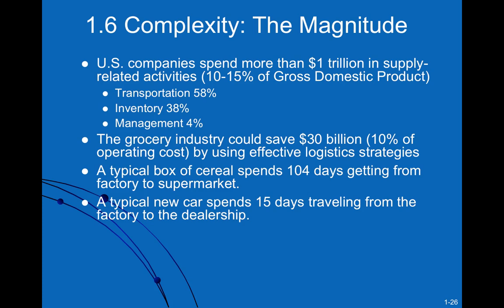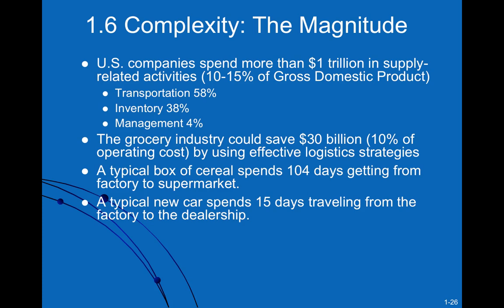Complexity, the magnitude. Well, as we've already mentioned, supply chains can be very simple or they could be quite complex. And so if U.S. companies are spending more than $1 trillion in supply chain related activities, this is not a simple environment. And so transportation 58%, inventory 38%, management 4%. Grocery industry could save $30 billion alone, in terms of 10% of its operating costs, if it could use logistics more effectively.